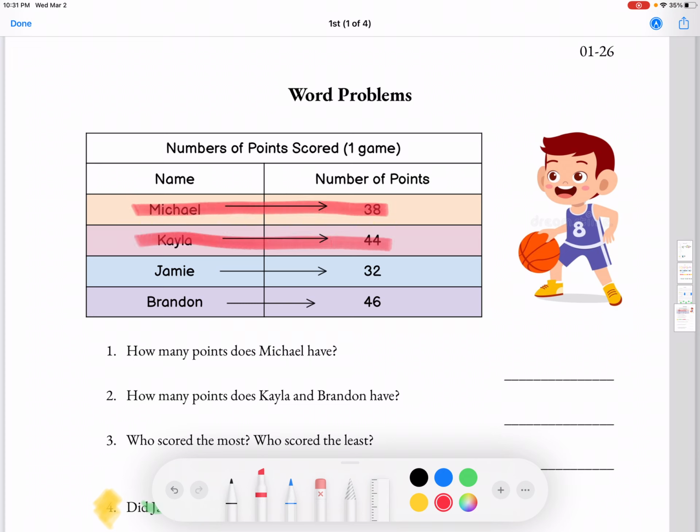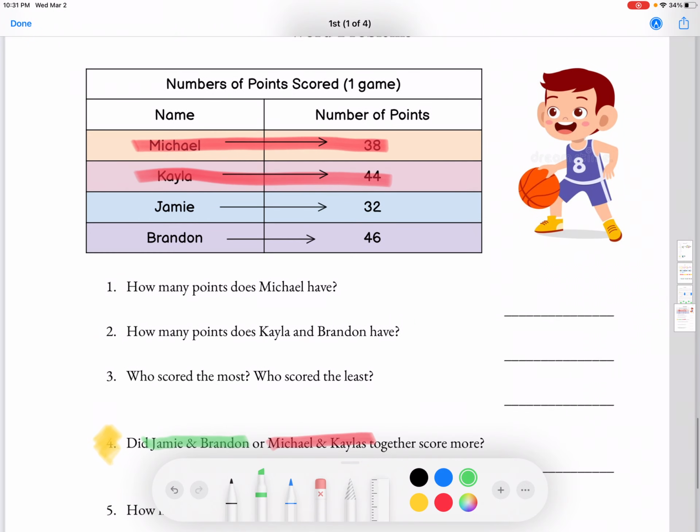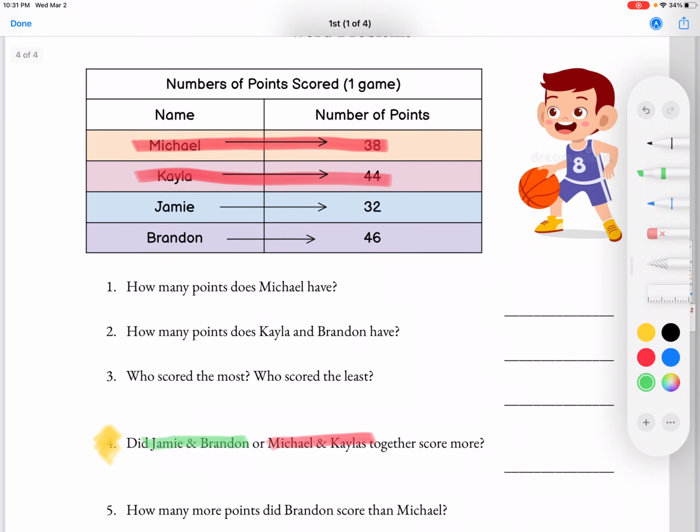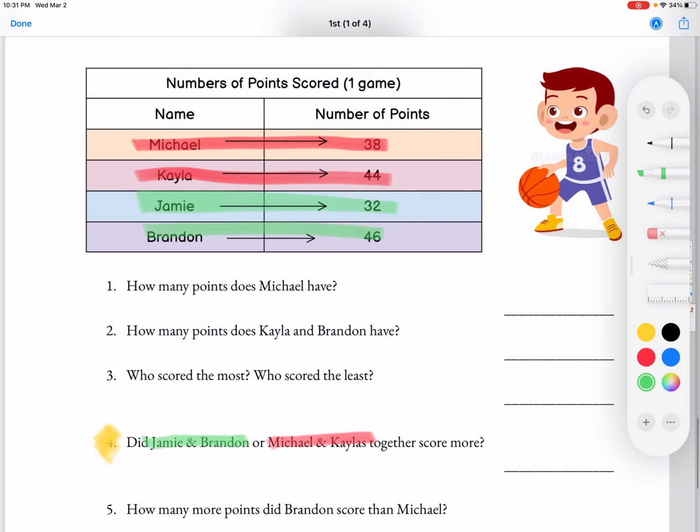Michael, Kayla, and then Jamie and Brandon. So we're going to do Michael and Kayla first, so we're adding Michael and Kayla. So Michael has 38 and Kayla has 44, so we're adding. And then once we add, we're going to, of course, do the ones first. In the ones, we have 8 plus 4, which we know is 12.